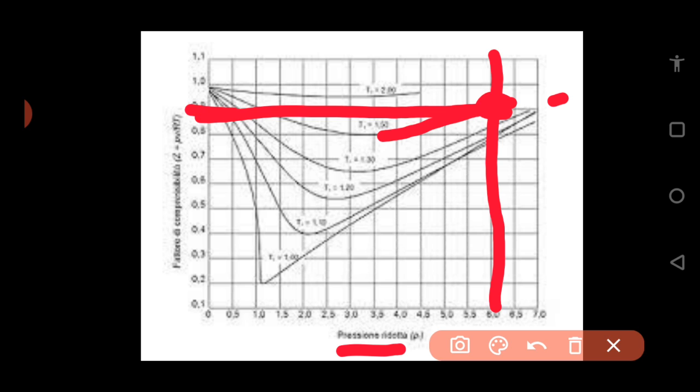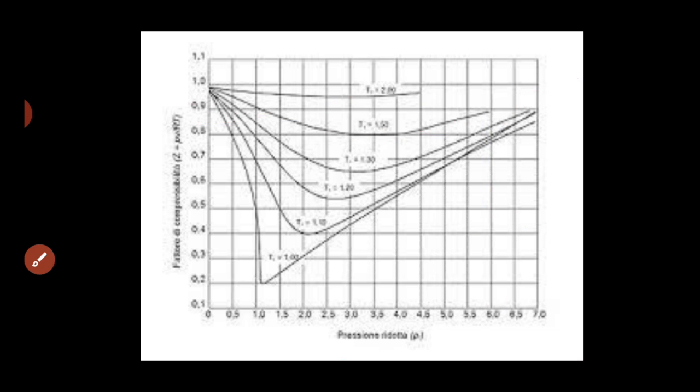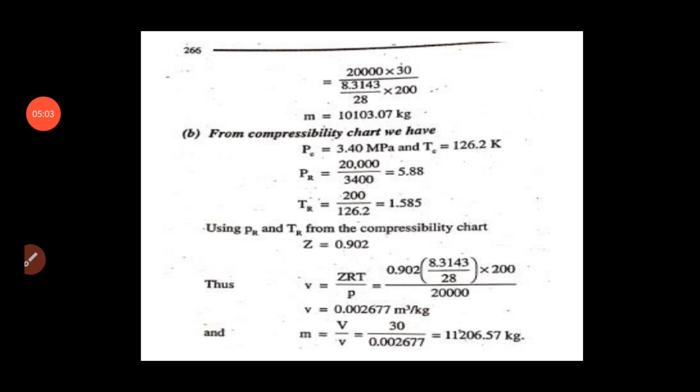So what I have done first is PR, the reduced pressure. This is number 1. Then I found out the TR lines, which are given like this. So this was a TR line. This is number 2. The point of intersection, I took to the left and I got the value of Z. This way you find out the value of Z. So you can see from the compressibility chart, we got the value of Z as 0.902.